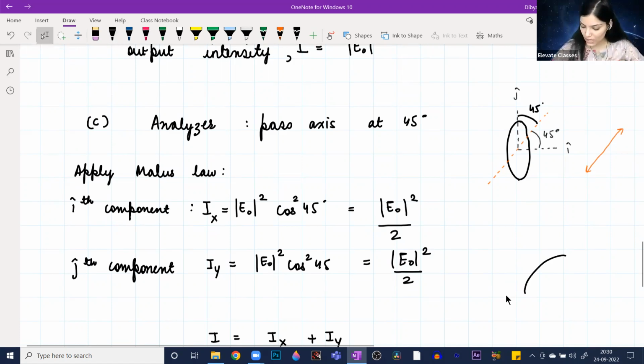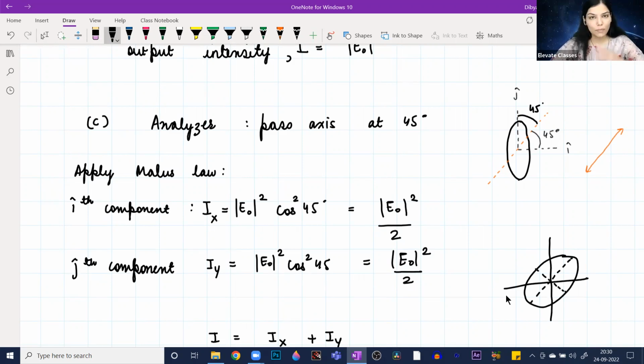An ellipse looks like this, right? So it's going to have some major axis and some minor axis. So whenever my analyzer's pass axis is parallel to the major axis, I will get maximum intensity. And whenever my analyzer's pass axis is parallel to the minor axis, I will get minimum intensity. So an elliptically polarized light would actually go through a little bit of maxima and minima, not too sharp, but some kind of a variation is going to happen. Okay, so let us write that down.